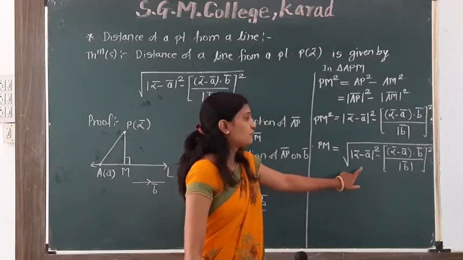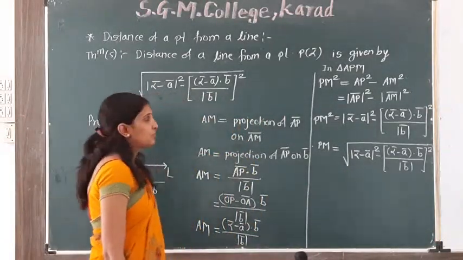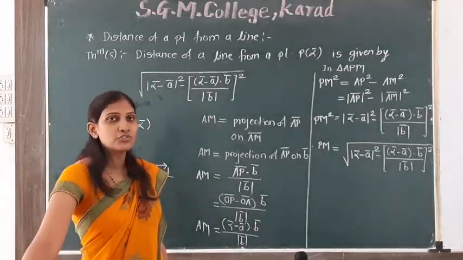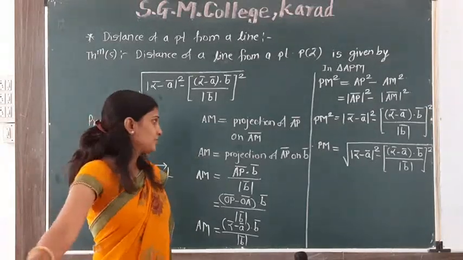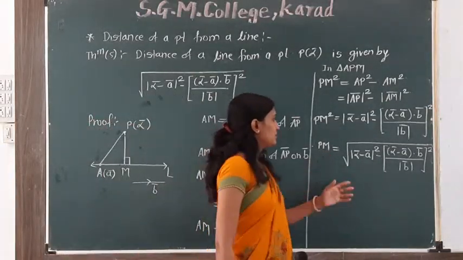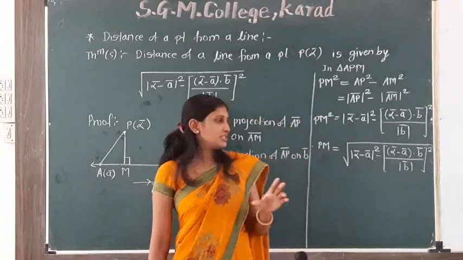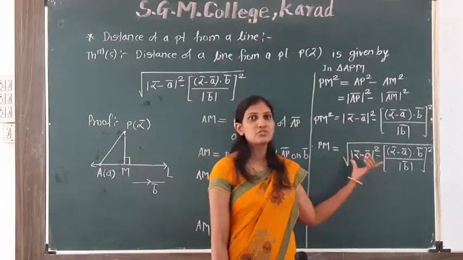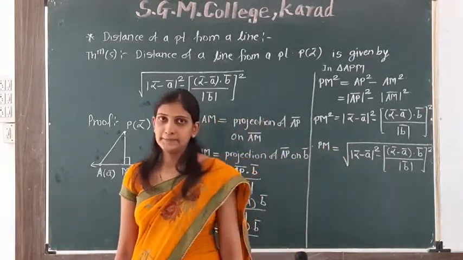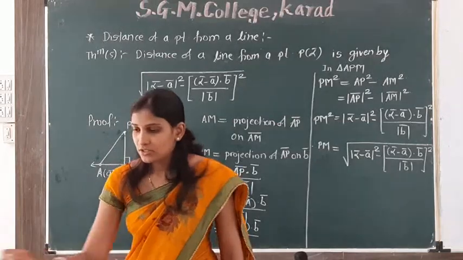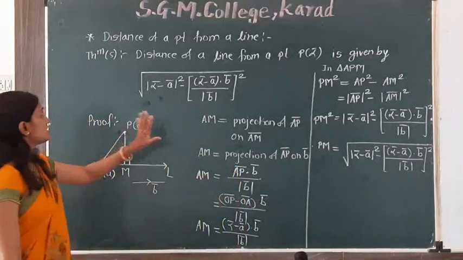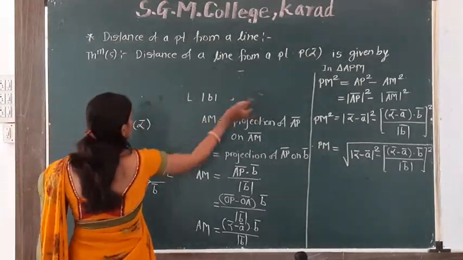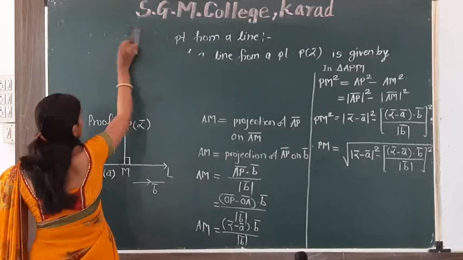So this is the formula for the distance of a point P with position vector alpha bar from a line. In the examples, they give the values of A bar, alpha bar and B bar, and we have to find the distance of the point from the line. Now, this is the distance of a point from a line. Next, the distance between two skew lines.